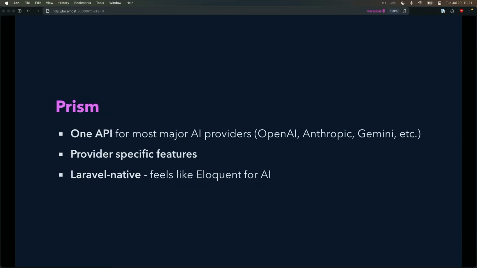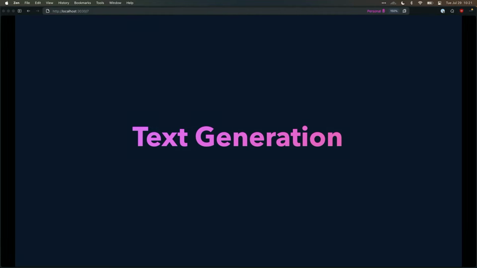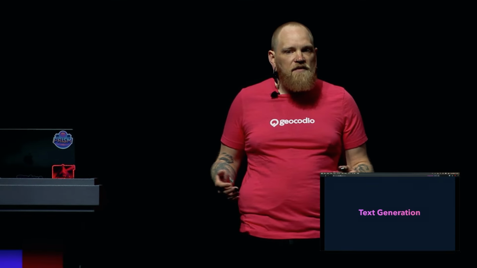So we're just going to scratch the surface of what Prism can do here today, but I think we can get started with text generation. And to talk about text generation, I think we could build a blog post generator that adapts to the writing style of a specific author. So this is how we can do that with Prism.